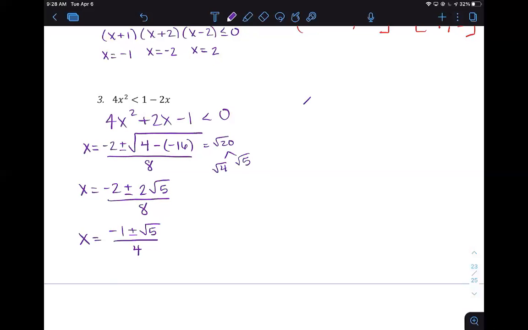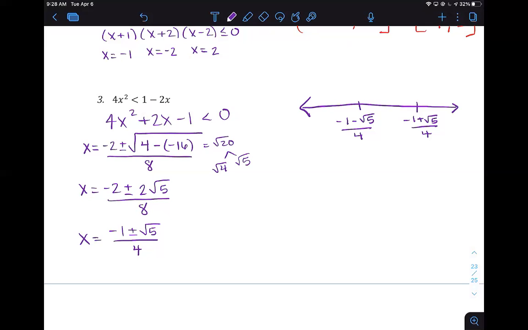Okay, so if we make our number line, the -1 minus the square root of 5 over 4 is going to be the smaller one. And -1 plus square root of 5 over 4 is the bigger one. If you need to change those to decimals to figure that out, that's fine. Okay. Now, we know that this is a quadratic. What's the shape of a quadratic?